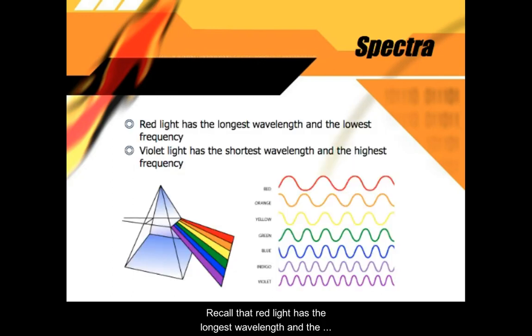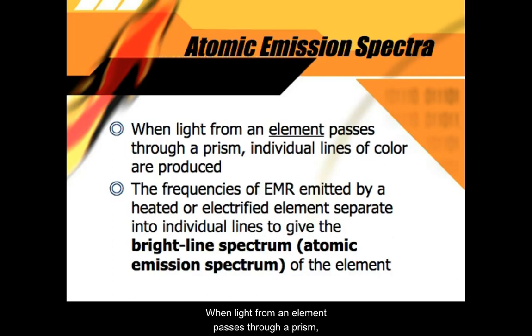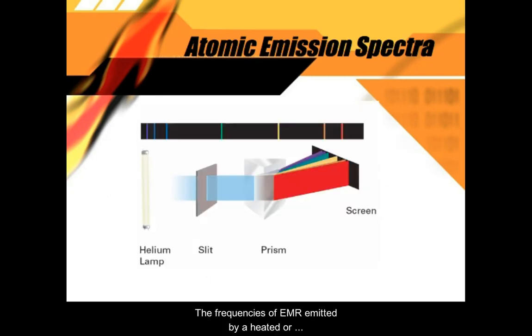Recall that red light has the longest wavelength and the lowest frequency, while violet light has the shortest wavelength and the highest frequency. When light from an element, as opposed to white light, passes through a prism, individual lines of color are produced instead of a continuous spectrum. The frequencies of EMR emitted by a heated or electrified element separate into individual lines to give the element's bright line spectrum, otherwise known as its emission spectrum.